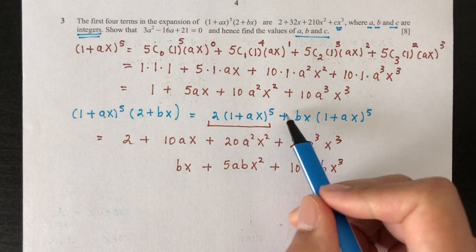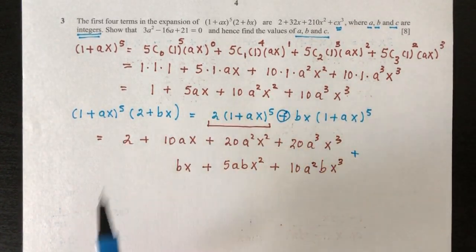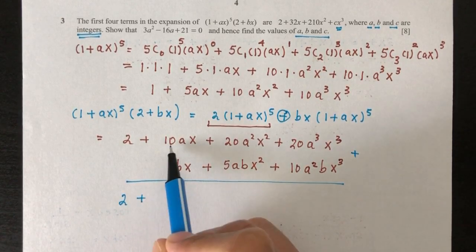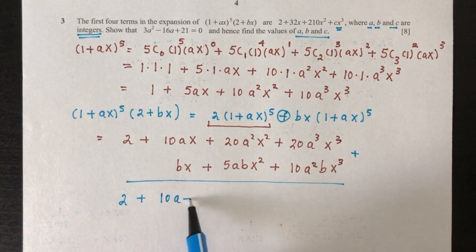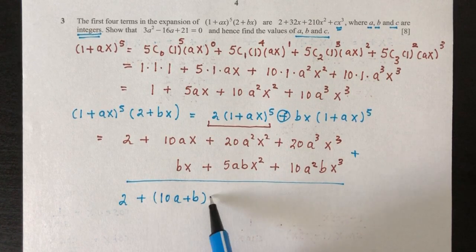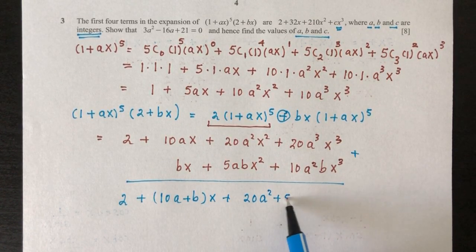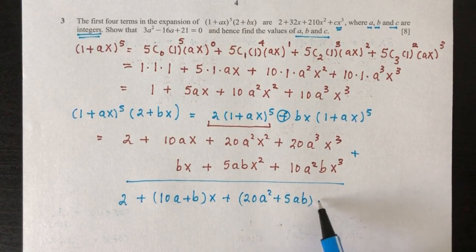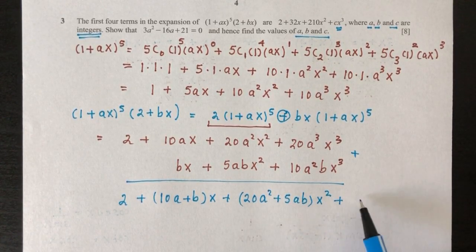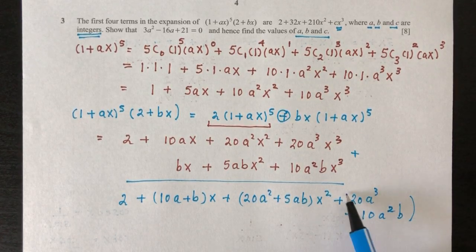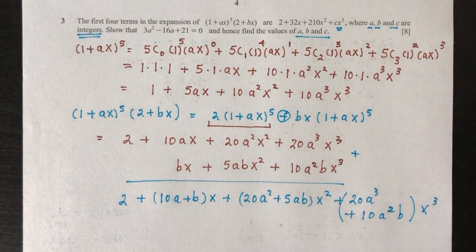So we have to add these two. This will be 2, this will be (10a + b)x plus (20a² + 5ab) plus (20a³ + 10a²b). That will be the term in x³.